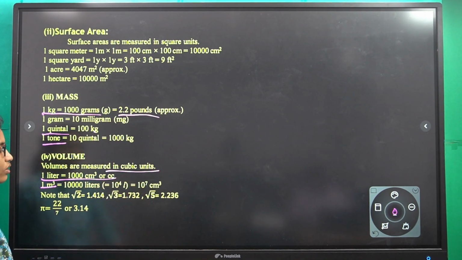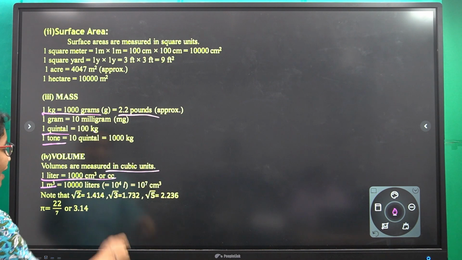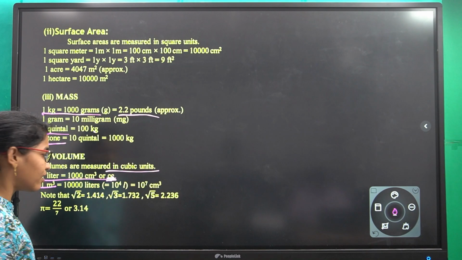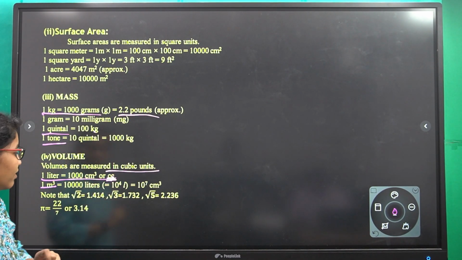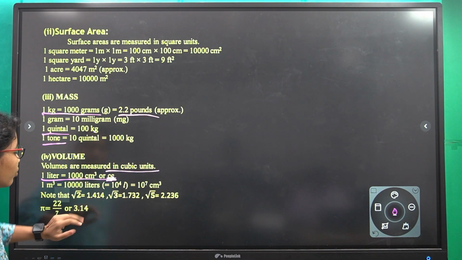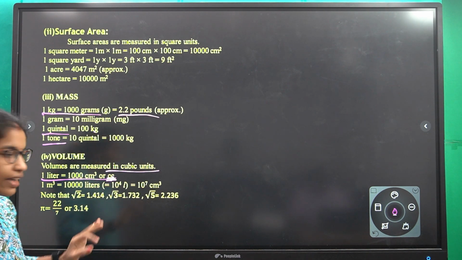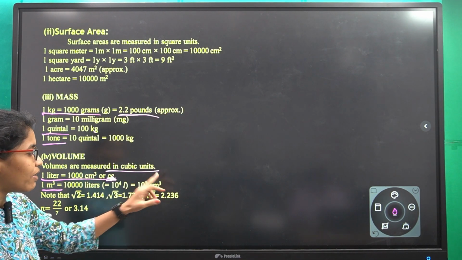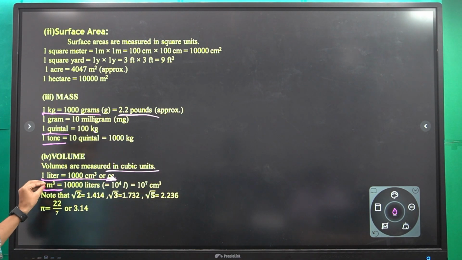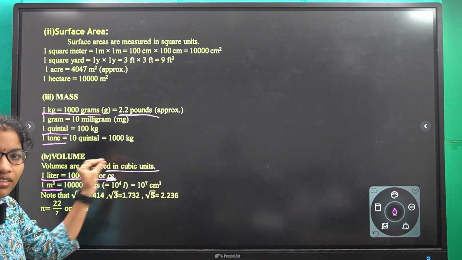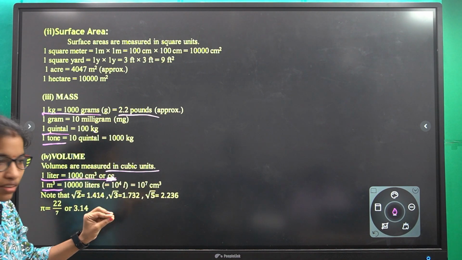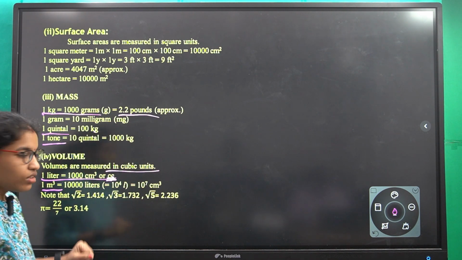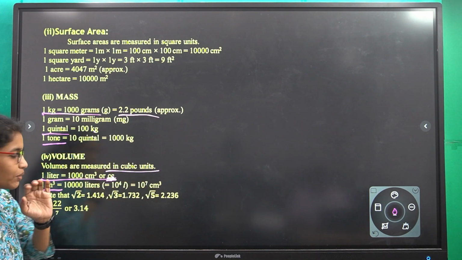So 1 liter equals 1000 centimeters cube, or cc, cubic centimeters. Cc is nothing but what? Cubic centimeters. Okay, so 1 liter equals 1000 centimeters cube, and 1 meter cube equals 10 power 4 liters, which is nothing but 10 power 7 centimeters cube. Okay, just write down in meters. If you want in centimeters, just write down 100 into 100 into 100. You will get it in centimeters cube. Like that, 1 liter is 10 cube centimeters cube, right? So from this you can convert to whichever measurement you want.